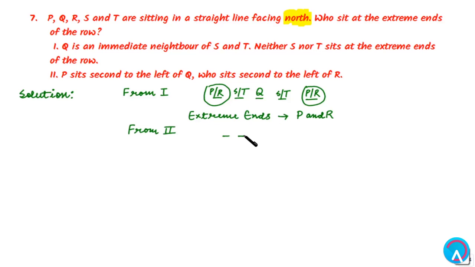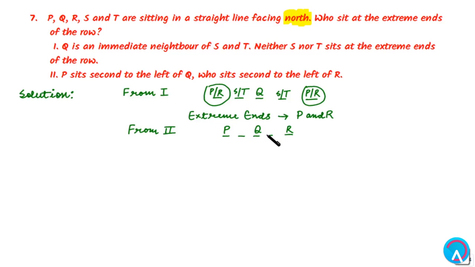For statement 2 also, let's make 5 positions. These are the 5 positions, and it is given P sits second to the left of Q. So let us suppose Q is here, then it is being said that P sits second to the left of Q. To the left of Q will mean in this direction, and P is second to the left of Q. That means we can have P here, and then it is said P sits second to the left of Q, who sits second to the left of R. That means Q is second to the left of R, so we have R here.